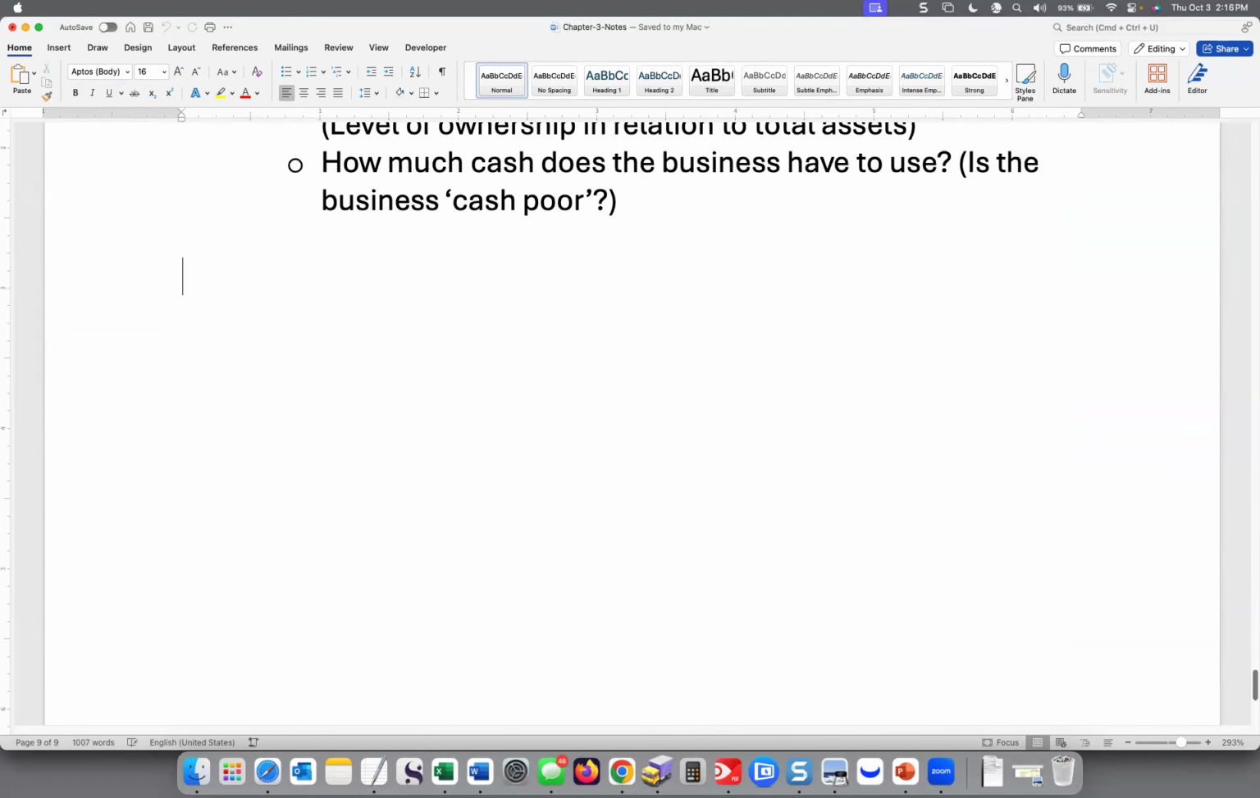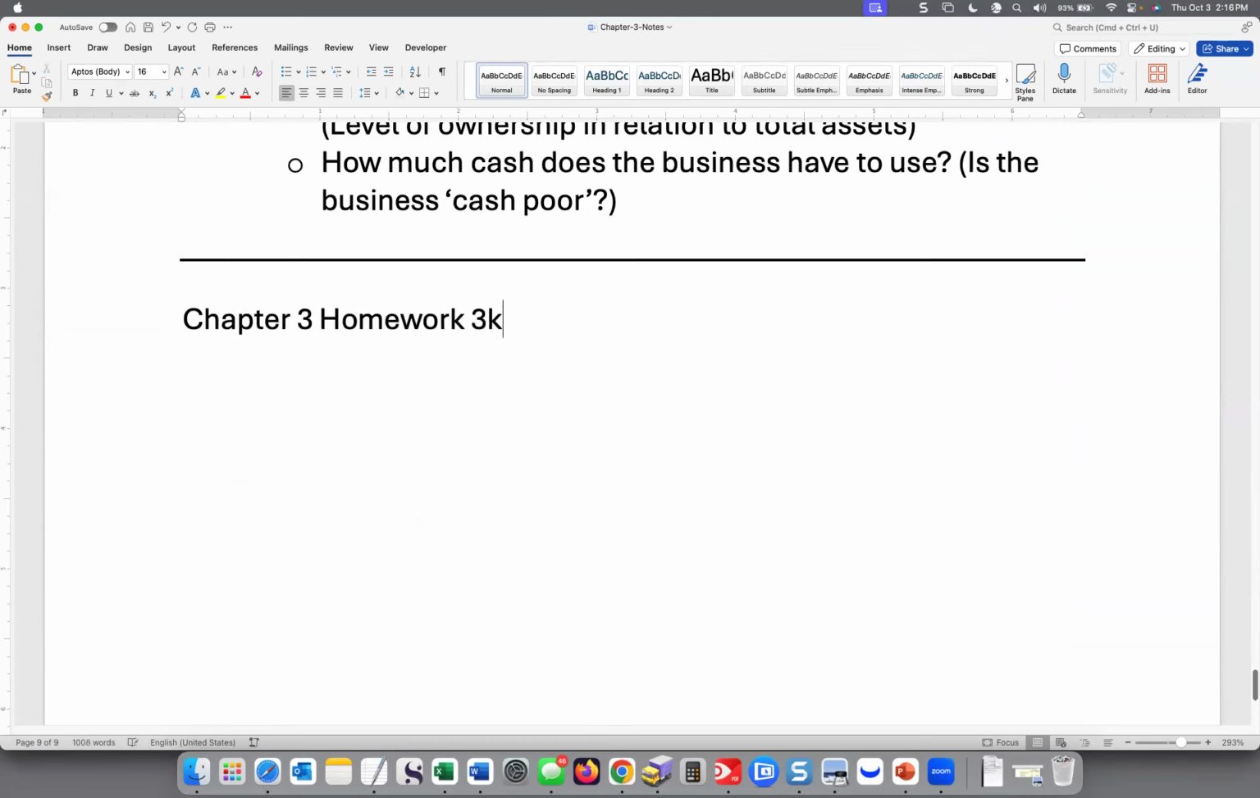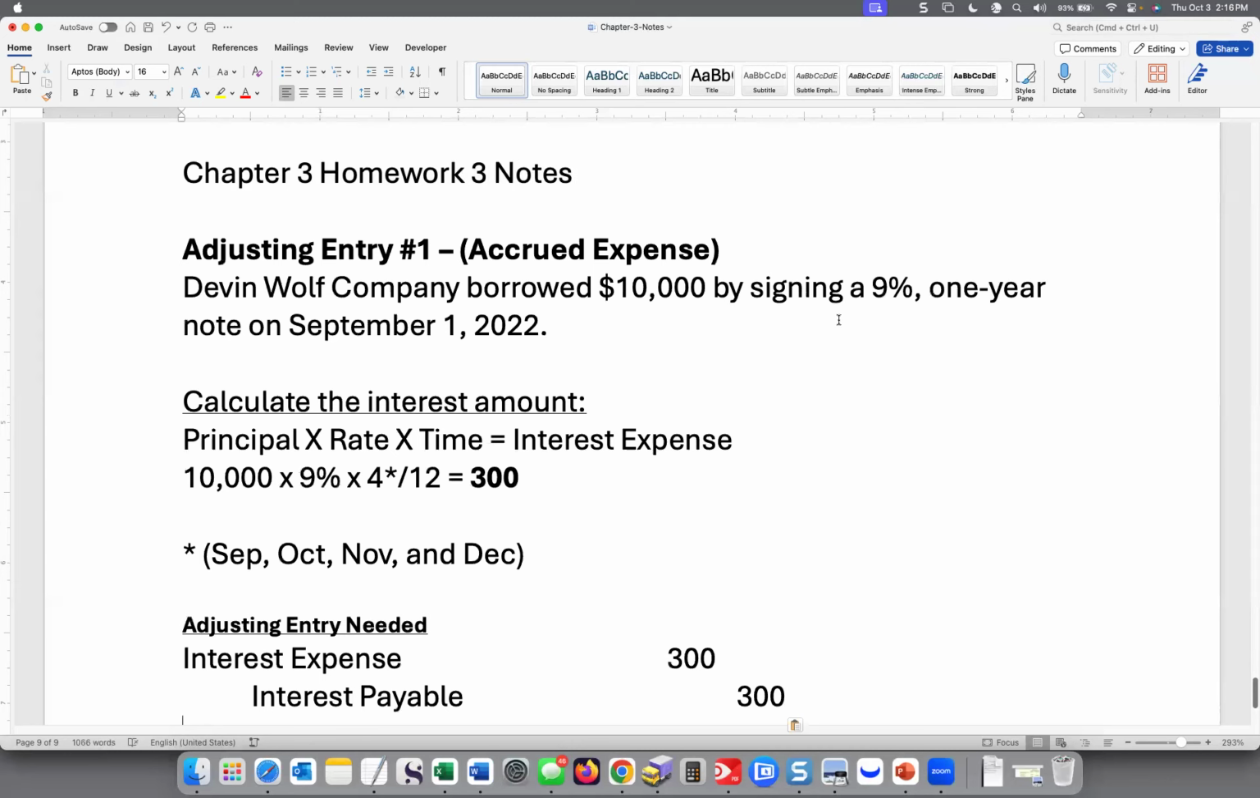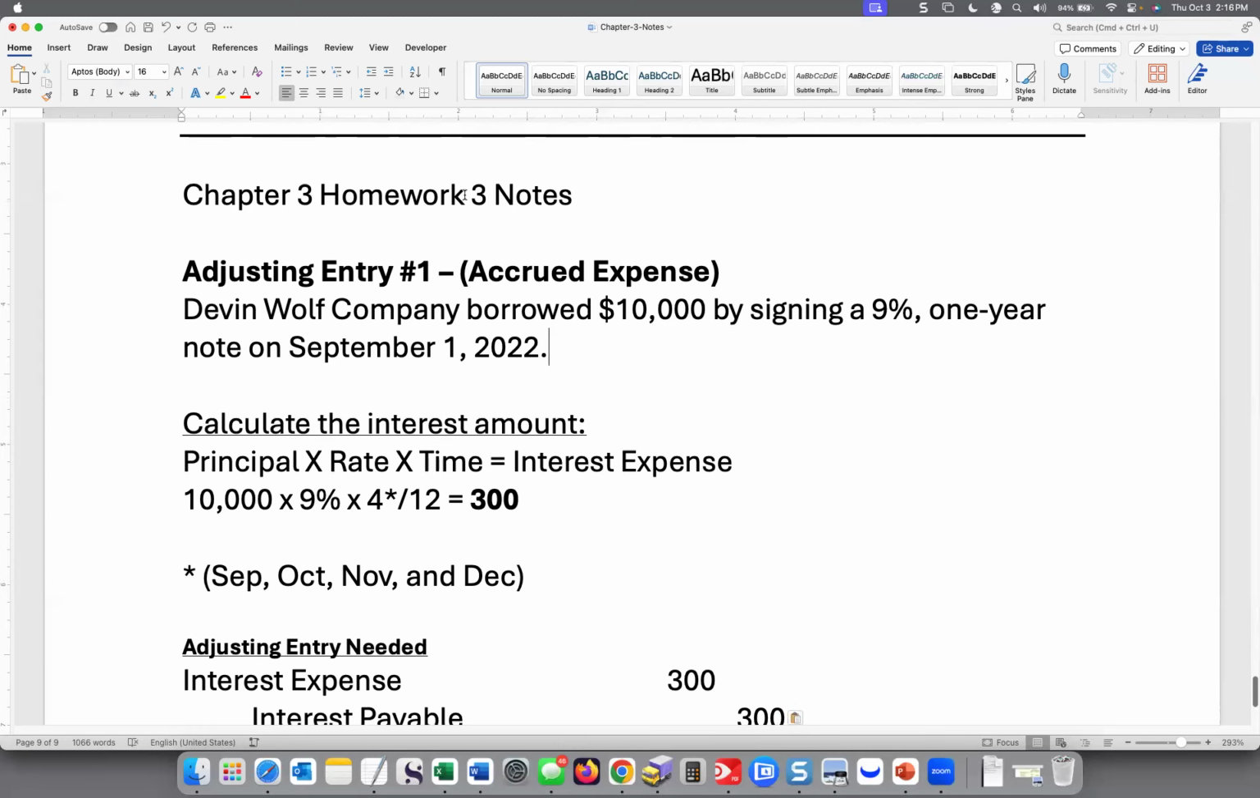All right, so let me go down here and we'll put a little border under there. Okay, a little further with that. There we go. All right, and we're going to call this chapter 3, homework 3, notes. All right, appropriately labeled. Now I'm going to paste this in here, and I know this is from a prior exercise, but I'm going to use this as a template to do the adjusting entries in this problem. Okay. All right.